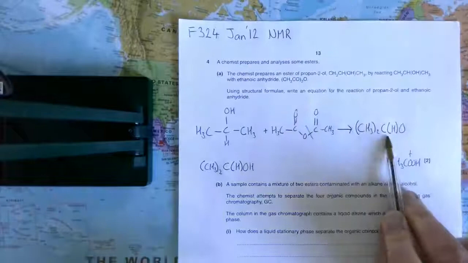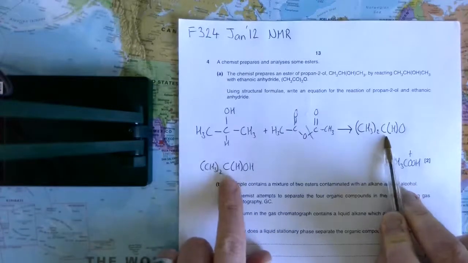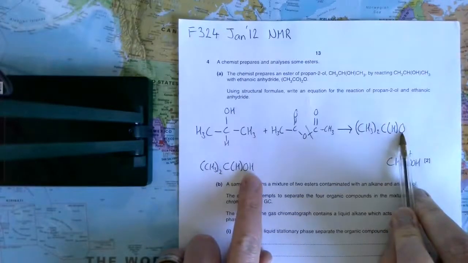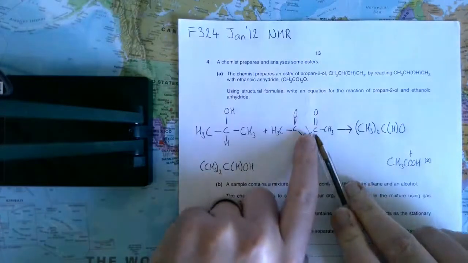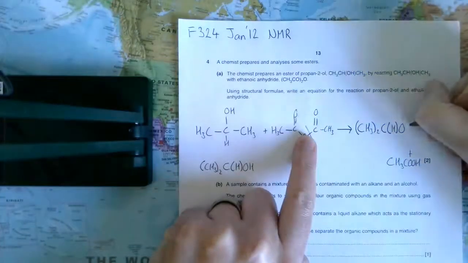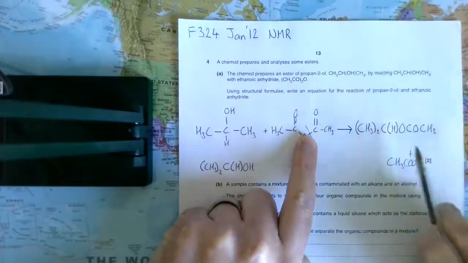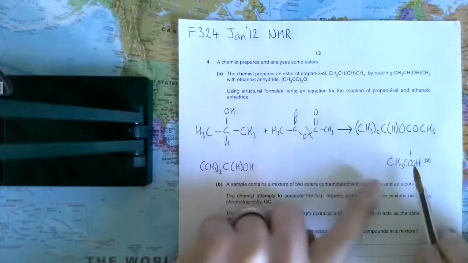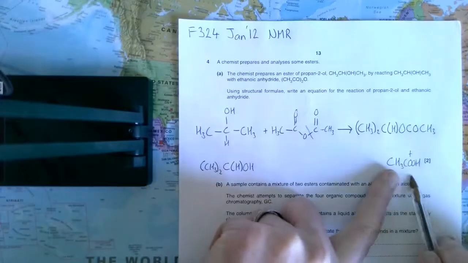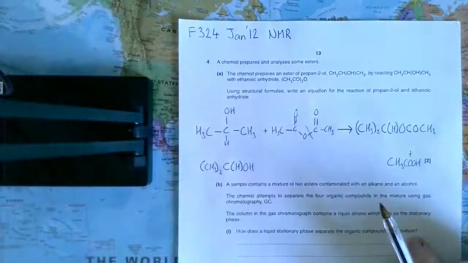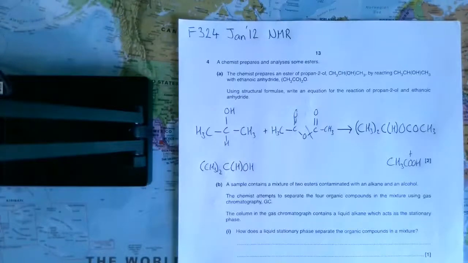So this has all come entirely from the molecule there. We've deprotonated it, and now we're going to bond it to the carbonyl carbon here. That will give us a CO and then CH3. So this is our ester, and this is the byproduct there. Anytime you get the anhydride, you're getting a carboxylic acid as your byproduct.